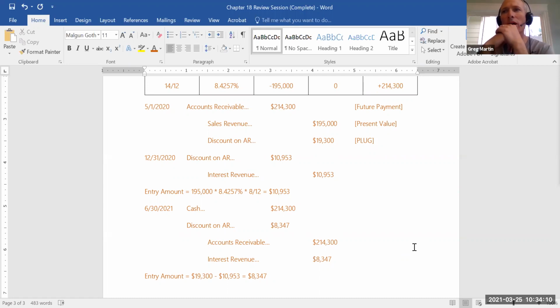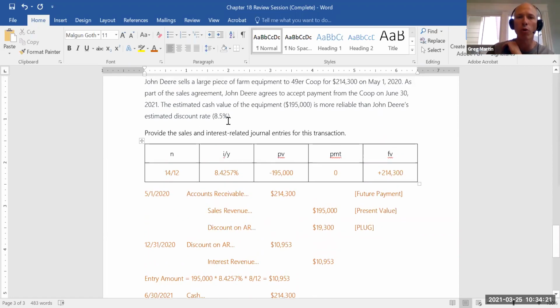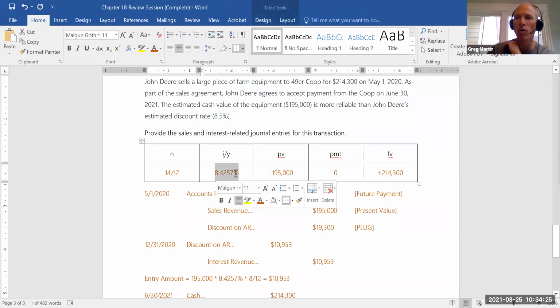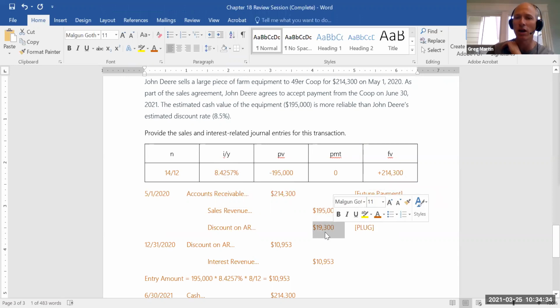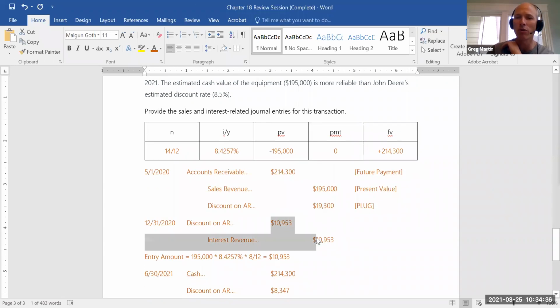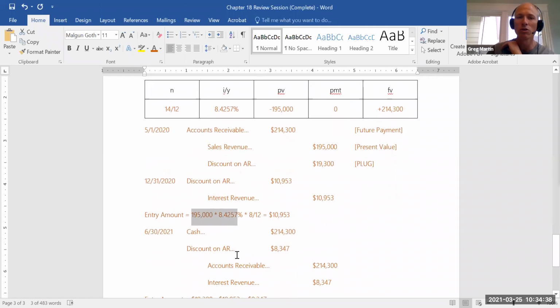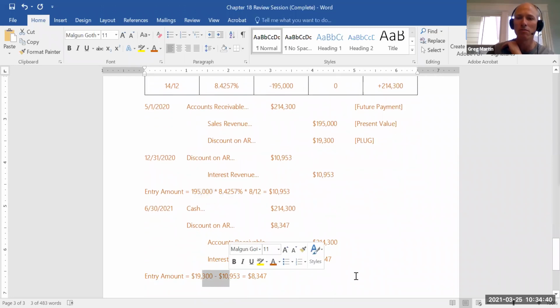Someone asked, if the 8.5% was more reliable, then you'd use that instead of the 195. 100% true. If we had determined that the 8.5% was more reliable, we'd put in 8.5% for the I/Y, and then we would solve and have a different present value. That different present value would be the sales revenue, which means there'd be a different discount, which means we'd have a different calculation here.